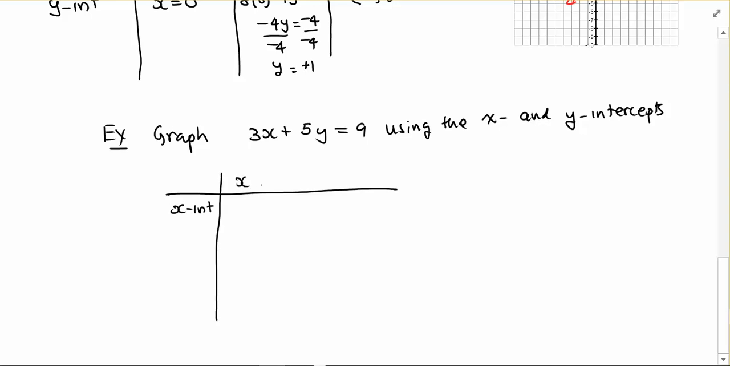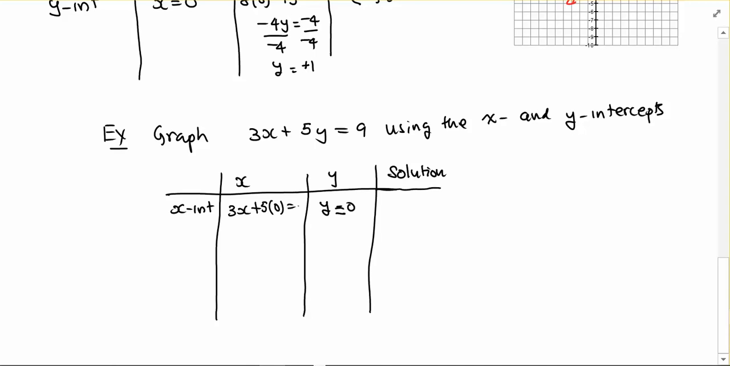Okay, so here's my chart, the x-intercept. So x, y, and for the x-intercept I know y is equal to 0. That's known. So let's go ahead and use that fact. 0 for y, so 5 times 0 is 0. So 3x is equal to 9. Divide both sides by 3, and I get x equals 3. So my first solution is 3 and 0.